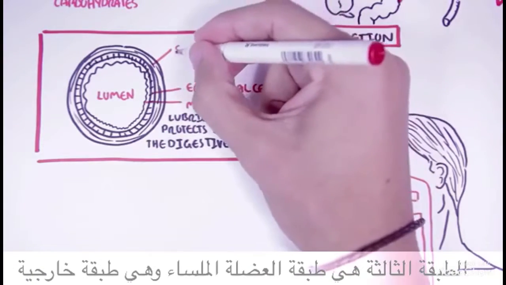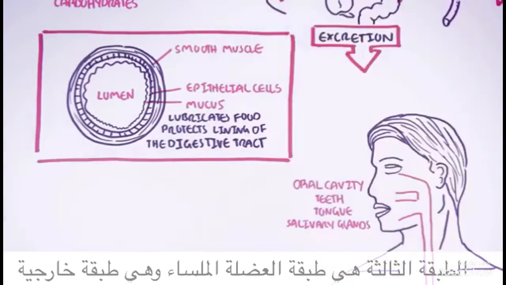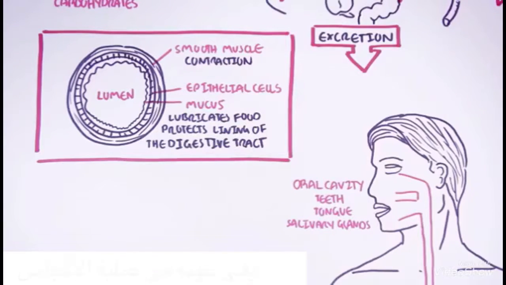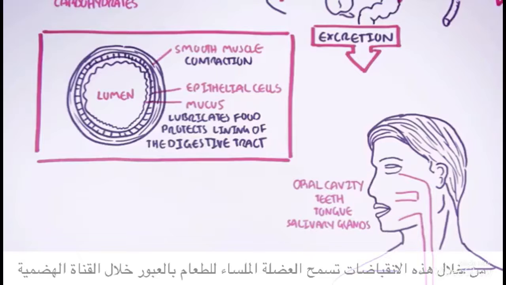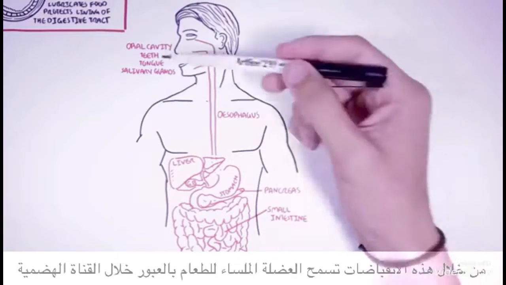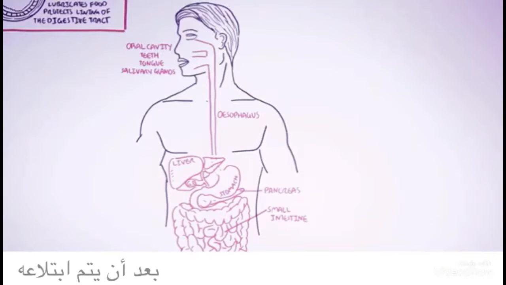The third layer is the smooth muscle layer, the outer layer, which is important in contraction. Through contraction, the smooth muscle allows the food to move through the digestive tract after being ingested.